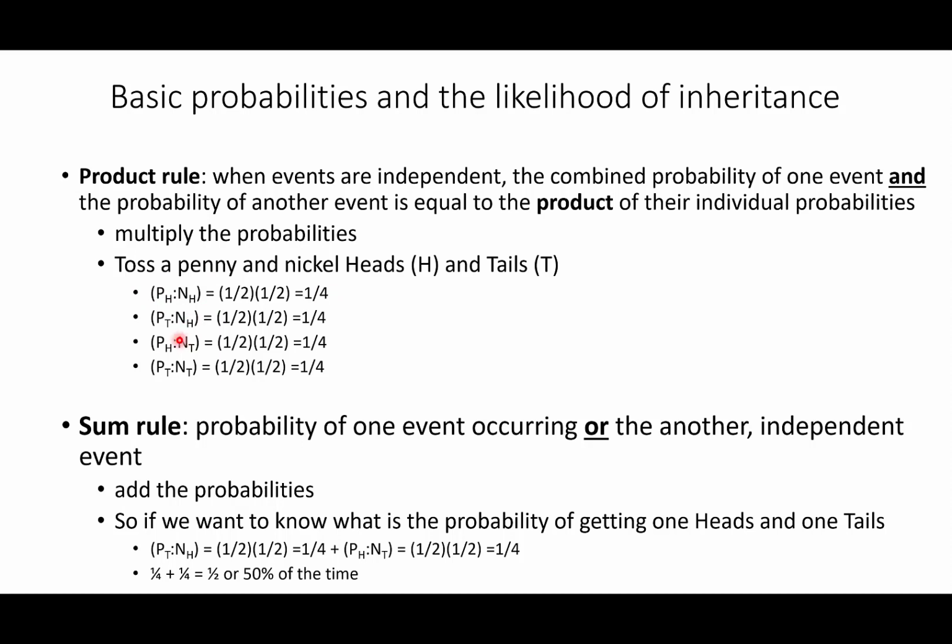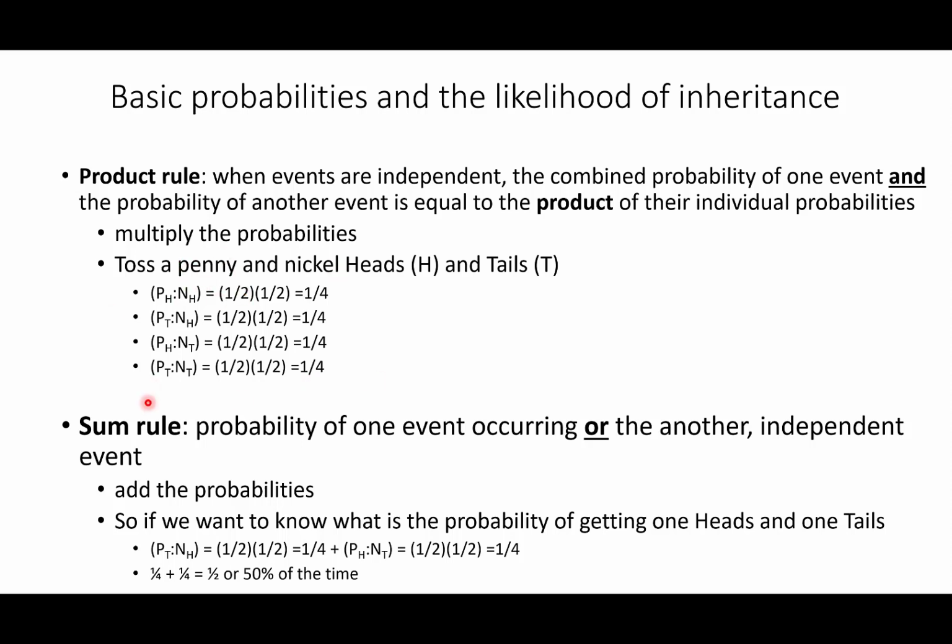The probability of the tail being on the penny and the nickel having heads is 1/2 and 1/2, so that's also a fourth. The probability of heads on the penny and then tails on the nickel is 1/4, and the probability of both having tails would be 1/2 and 1/2. Multiply those together, 1/4. So here we're using the product rule.